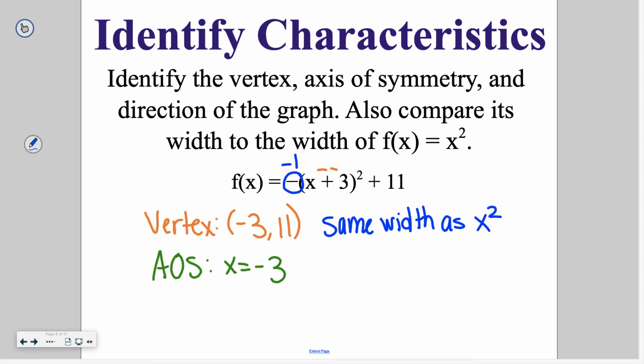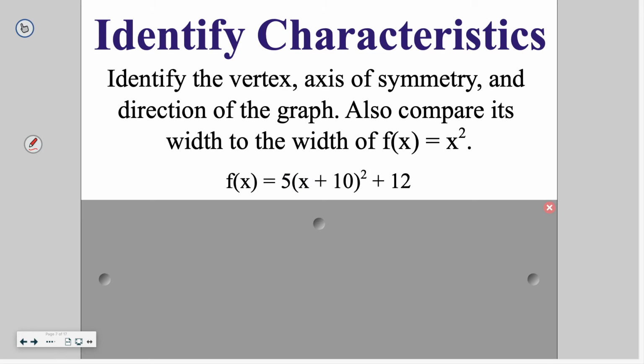Last thing I need to do is pay attention to the direction of the graph. Because it is a negative, that's where we're going to say that it opens down. Our graph has been flipped upside down, so the open part is facing the bottom. Go ahead and identify those 4 characteristics for this equation on your own.